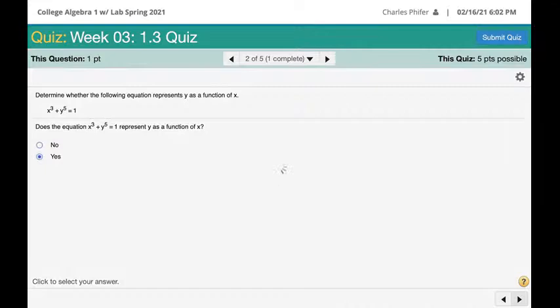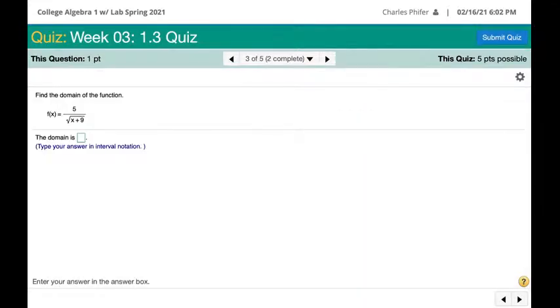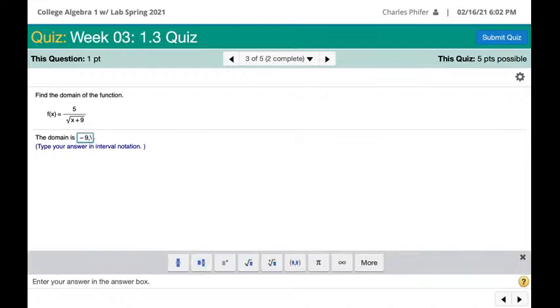The domain: we have a rational function. In general, the domain is all reals except any x that makes the denominator 0. Additionally, we can't take the square root of a negative. Normally it would be x plus 9 has to be greater than or equal to 0. But because it's in the denominator, it can't be equal to 0. So x plus 9 has to be strictly greater than 0, so x is strictly greater than -9. The domain here should be -9 up to infinity. Infinity always gets a parenthesis, and in this case, because we don't want a 0 in the denominator, the -9 gets a parenthesis as well.